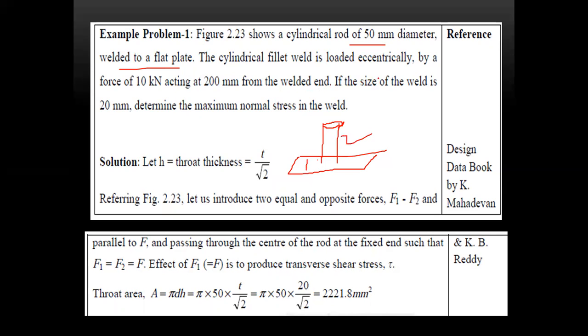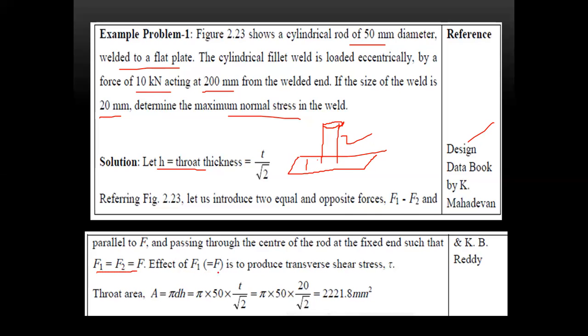The cylindrical fillet weld is loaded eccentrically with a force of 10 kN acting at 20 mm. The size of the weld is 20 mm. Determine the maximum normal stress in the weld. Now solution: let h be the throat thickness, that is equal to t by root 2. From the design data book, introduce two equal and opposite forces F1 and F2 parallel to F, passing through the center of the rod at the fixed end, such that F1 is equal to F2 is equal to F.